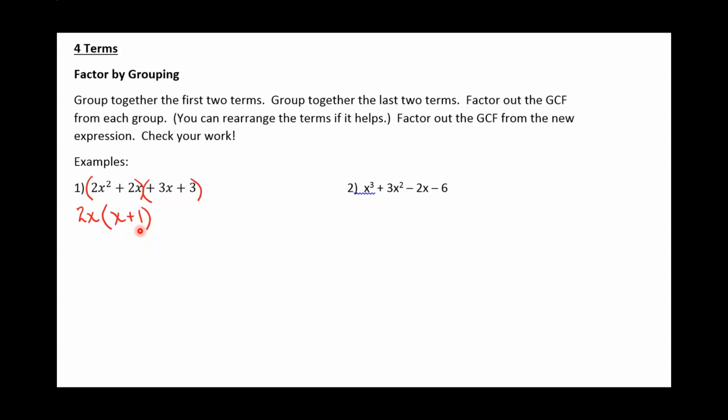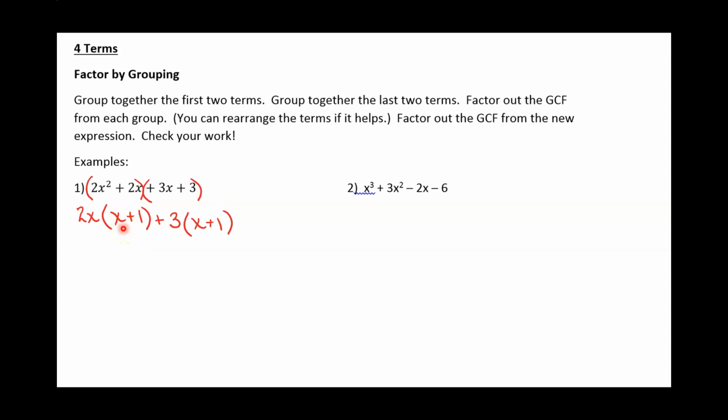All right, then we're going to do the same thing with this second set. So for the second pair, what do they have in common? Well, they have a 3. So if we take out that 3, we'd be left with x plus 1. Now, in order to factor by grouping, what you have left in these parentheses must be identical. You cannot factor by grouping if these are not the same.